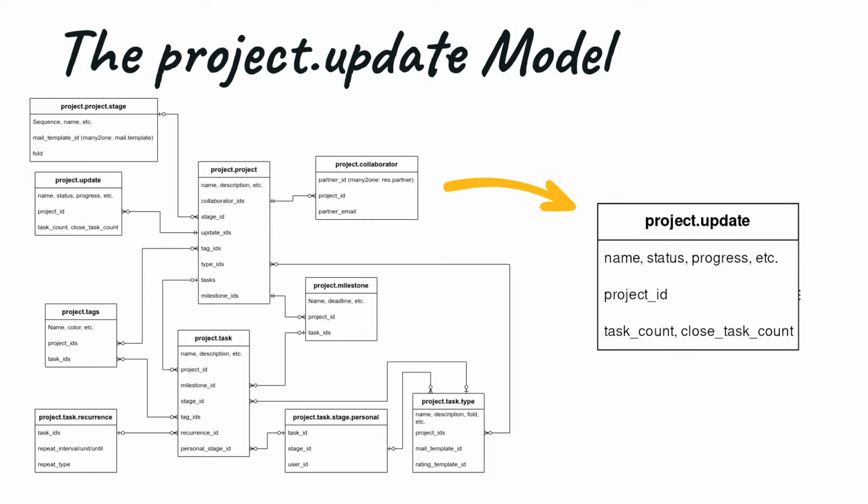So next up, the project.update model. It represents status updates that you can get for your project. It has fields such as the name of the update, the status, the progress, etc. It has a project ID field, which points to the project that the update relates to, and it also has status fields, like the task count and the closed task count.